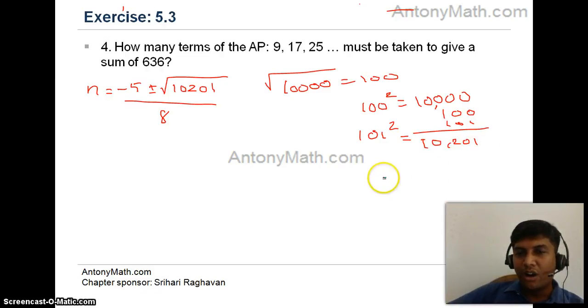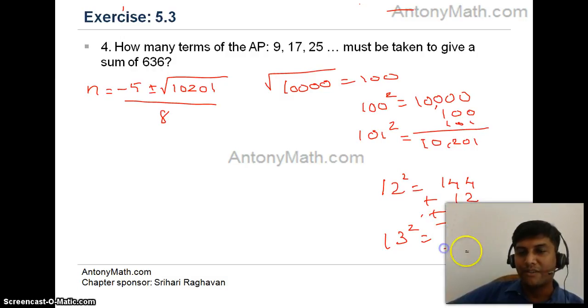So we all know that 12 square is nothing but 144. How do I reach 13 square from 12 square? I just have to add 12 and 13 to take me to 169, which is 13 square, right? So this was a sidebar to remind you of a short way of calculating without actually doing the square root of 10,201. So we now know that square root of 10,201 is 101.